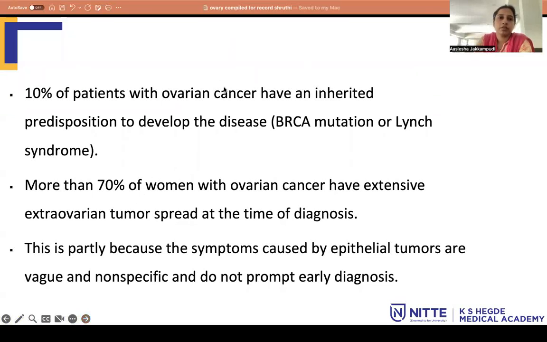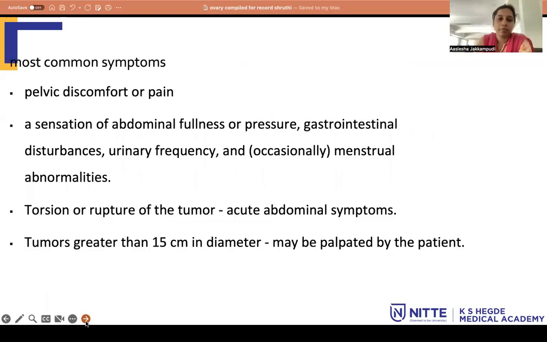10% of patients with ovarian cancer will have inherited predisposition to develop the cancer, that is BRCA mutation or Lynch syndrome. And more than 70% of women with ovarian cancer will have extensive extra ovarian spread at the time of diagnosis. That is partly because the symptoms caused by epithelial tumors are vague and non-specific and they do not prompt early diagnosis. They may present later in stage.